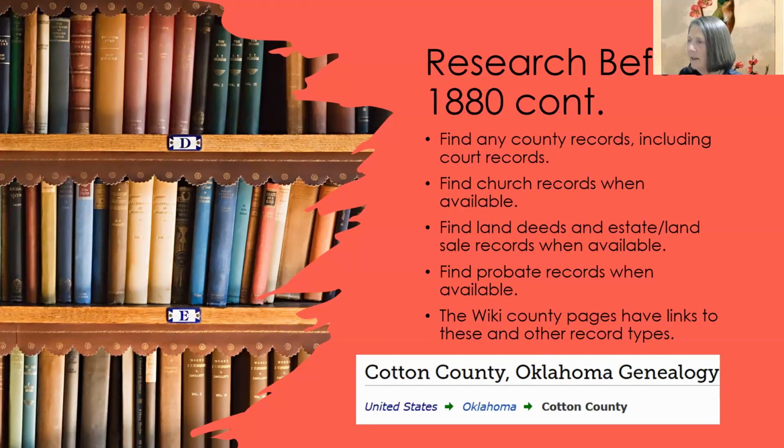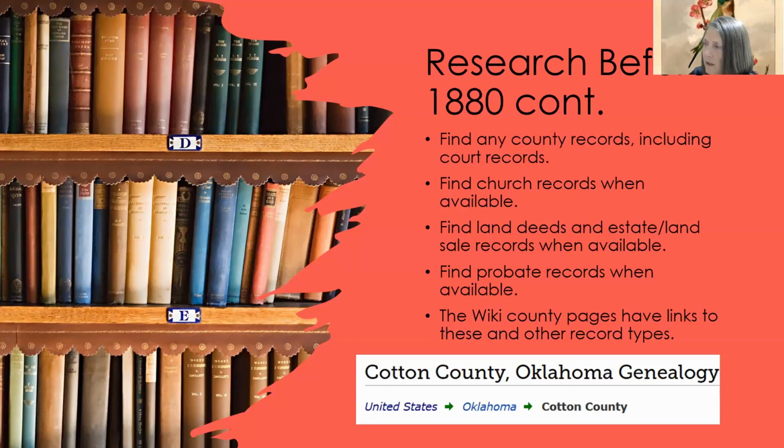You're going to have to look in the counties. There's not going to be a lot of state records before 1880 in most places, especially in the West and the Midwest. So you're going to look in any county records that you can possibly find, and that includes court records and other types of records that would be located in the county. And church records will also be under county records a lot of times. They're the land deeds, estate deeds, sale records. Those are also in the county records. Probate records will be in county records. Those are the 4 best records for counties.